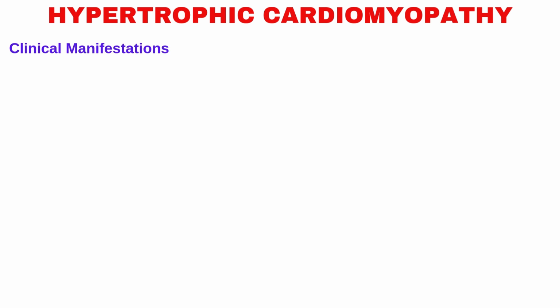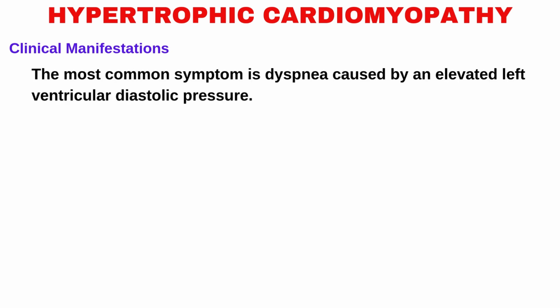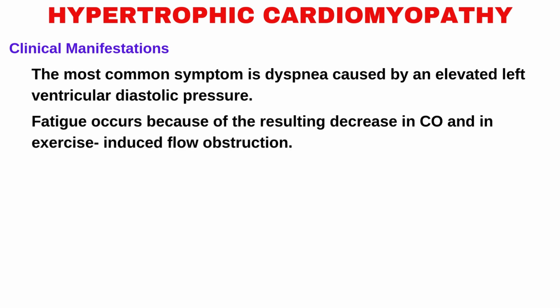Now we will see the clinical manifestations of hypertrophic cardiomyopathy. Some patients with hypertrophic cardiomyopathy may be asymptomatic. Others may have exertional dyspnea, fatigue, angina, and syncope. The most common symptom is dyspnea, caused by an elevated left ventricular diastolic pressure. Fatigue occurs because of the resulting decrease in cardiac output and in exercise-induced flow obstruction.